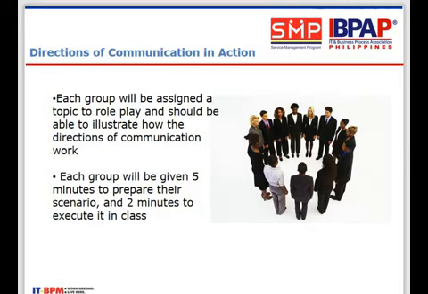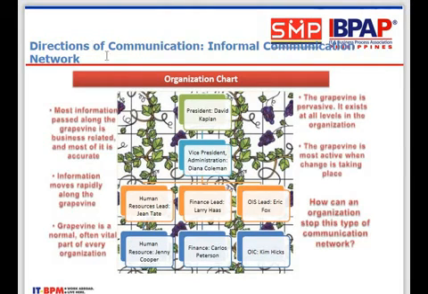So let's see what is grapevine. Directions of communication in formal communication networks. So as I have said earlier, we have two types. We have formal and informal. Grapevine communication is included in the informal communication. So what is grapevine communication? The grapevine is pervasive. It exists at all levels in the organization. The grapevine is most active when change is taking place. And how can an organization stop this type of communication network? I guess it's very hard to stop the grapevine.